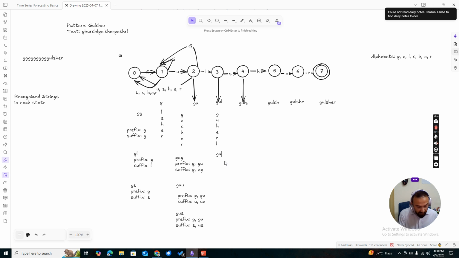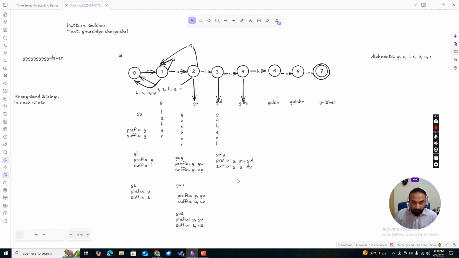So now the recognized string is GUL. But what if after L, G occurs? Then what will happen? Now we need to form the prefixes and suffixes, right? The prefixes for this string are G, GU, and GUL. And now the suffixes will start from the right to left: G, LG, ULG. Now you can see that the prefix and suffix matching are G and G, and its length is 1. So it means if we are in the third state and G occurs, we will be rolling back to the first state. Right? So we have studied the possibilities for G.